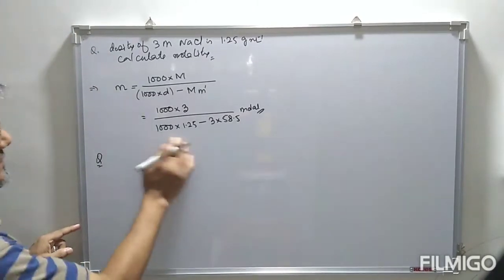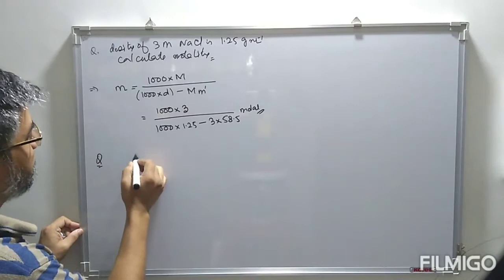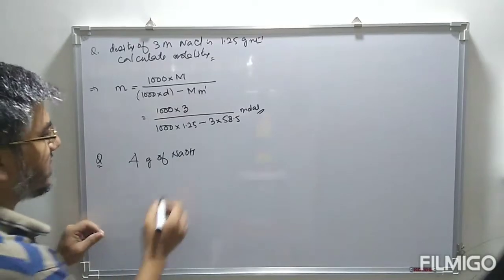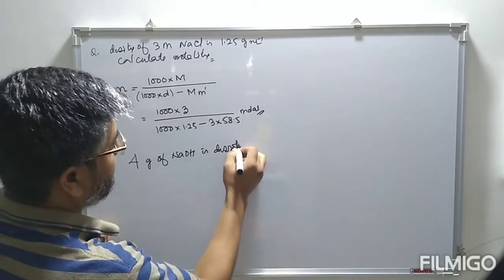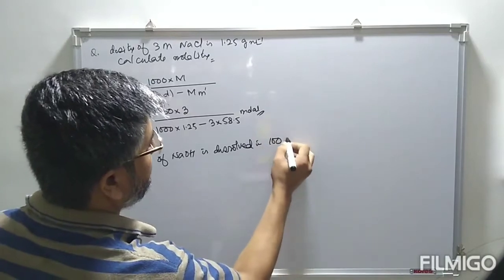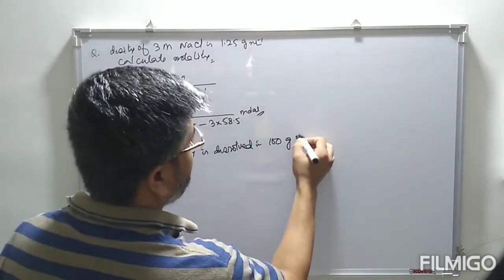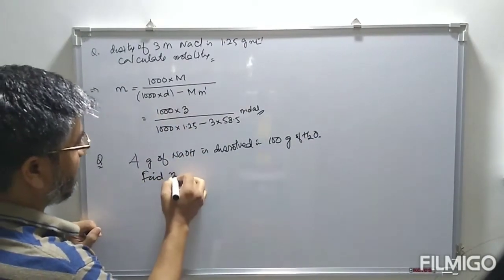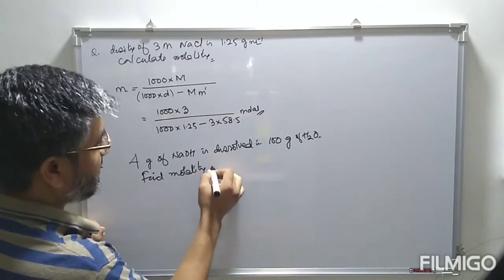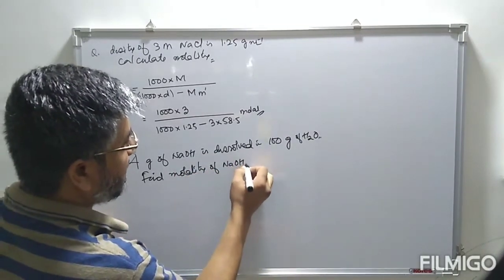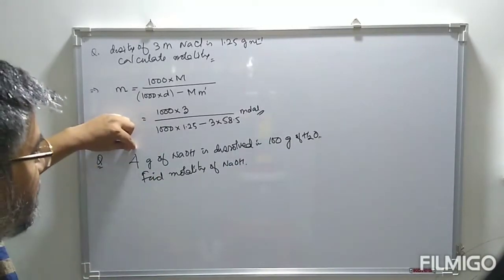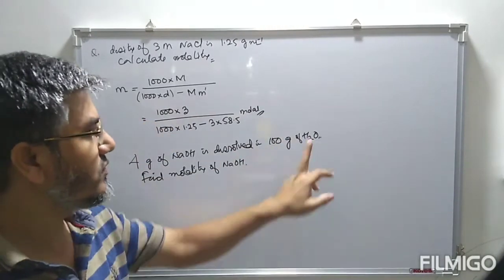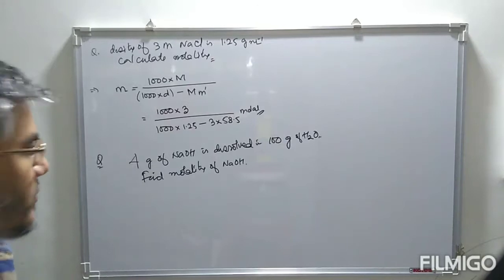Let me give you one more example. 4 grams of sodium hydroxide is dissolved in 100 grams of water. Find the molarity of sodium hydroxide. So the question says we have 4 grams of sodium hydroxide. These 4 grams of sodium hydroxide is dissolved in 100 grams of water. So find the molarity of sodium hydroxide.